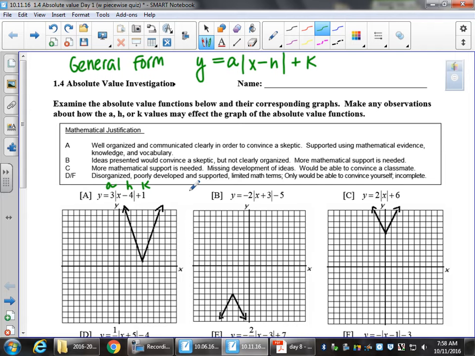A hint that I could possibly give you, notice where the vertex is, and do you see a connection between the vertex and points, the vertex and values in the function? Tiana, did you hear that hint?